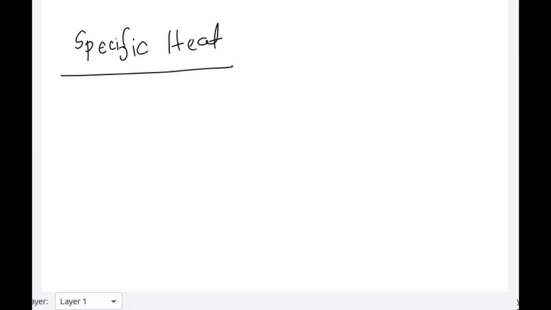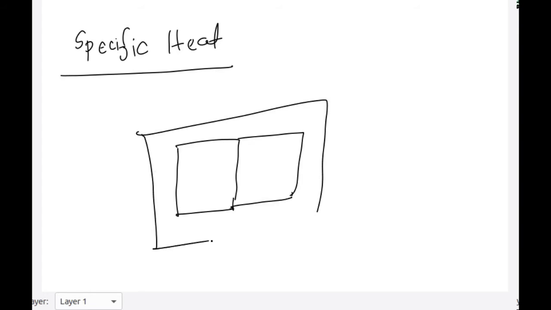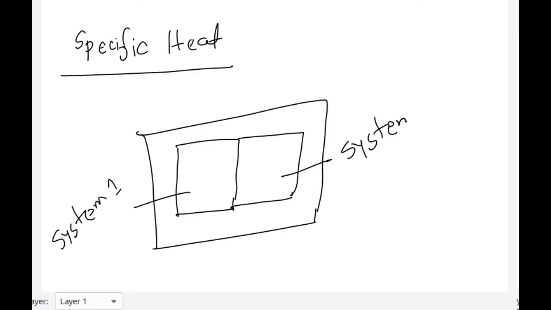Once again, we will go back to the example that we discussed in the video on temperature and the zeroth law of thermodynamics. Now, two non-isolated systems, 1 and 2, are kept in a thermally insulated container. This is system 1, this is system 2, this is the thermally insulated container.